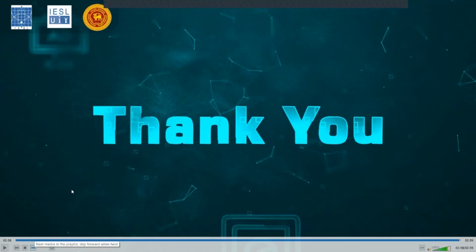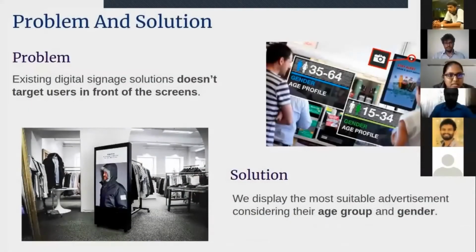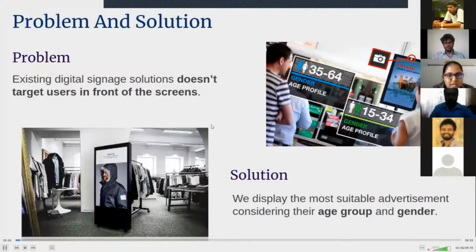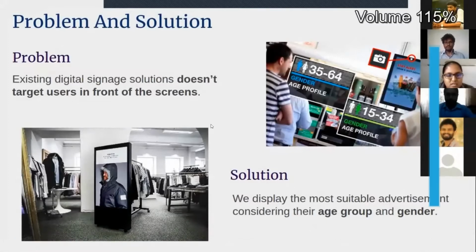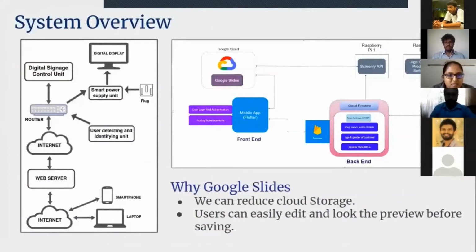So our project is digital signage-based user-targeted advertising. So existing digital signage solution display advertisements without targeting users in front of the screen. But in our solution, we display the most suitable advertisements considering their age and the gender. In our system, user detecting and identify unit captures the user and predicts the age and gender. According to that, best advertisement will be showed by digital signage controlling unit.